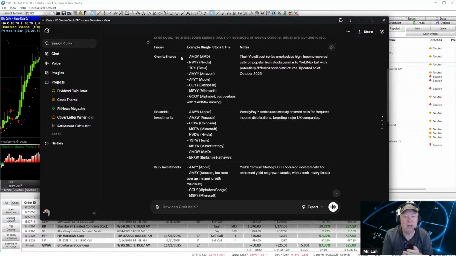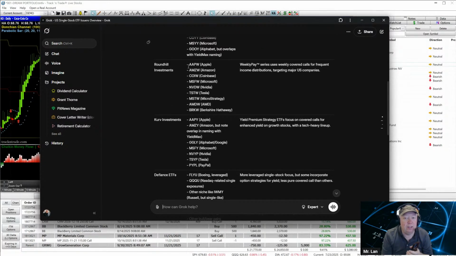So this is Granite Shares, a different company, not Yield Max. Remember, these are all firms that do this type of trading. They've all jumped on the bandwagon. Yield Max was the first. They pioneered it. But then Granite Shares came in and said, hey, Yield Max is doing this. I want to do it too. So they created some funds that they can do. And then this is Round Hill. Round Hill did the same thing. Oh, well, look what Yield Max is doing. We want to do it too. So they started doing it.